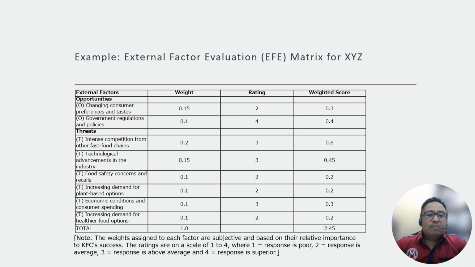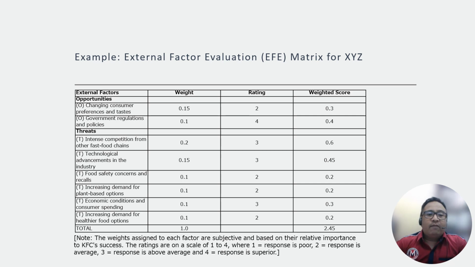Technological advancement in the industry is also posed as a threat. With a weight of 0.15, a rating of 3, and a weighted score of 0.45, this threat signifies the impact of technological advancement on the industry. The rating of 3 suggests that the organization acknowledges the importance of keeping up with the technology, but there is room for improvement in adopting and leveraging these advancements effectively.